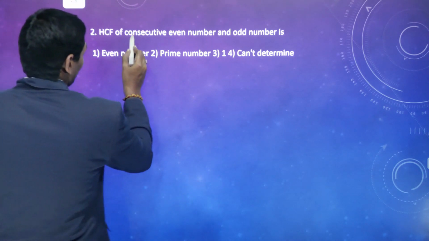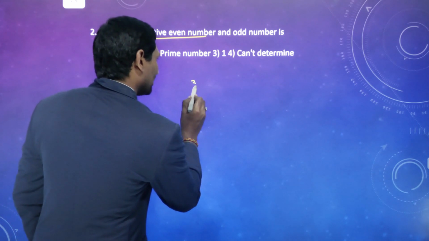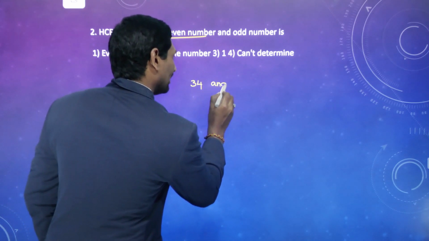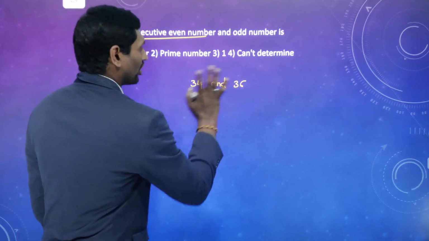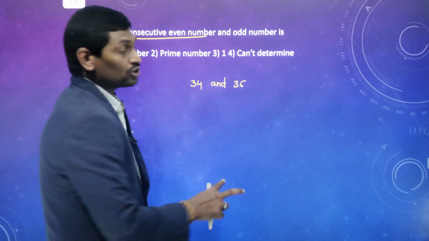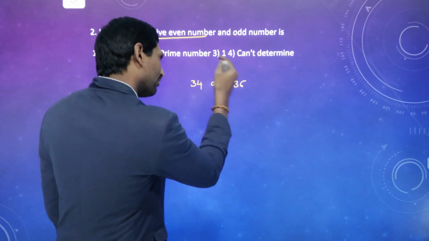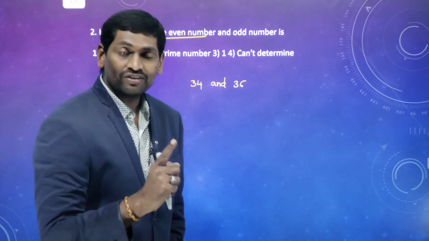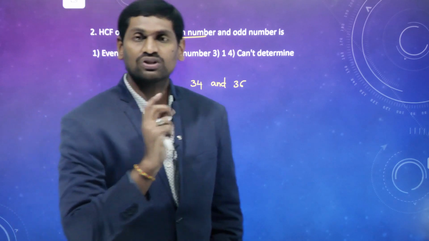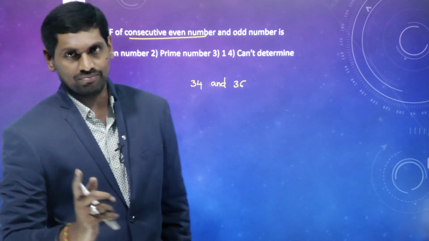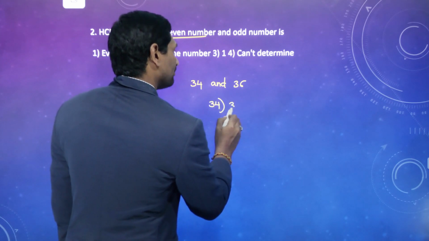Now here, consecutive even numbers. For example, I am taking my own examples, 34 and 36. Both are even numbers and both are consecutive. That means after 34, immediately 35 will come. 35 is an odd number, but we have to take the next number, 36, which is even. Therefore 34 and 36 are consecutive even numbers. Now try to find out the HCF. I am using the continued division method.